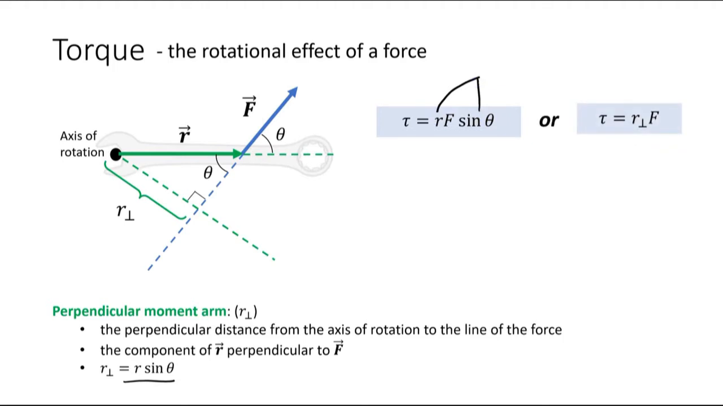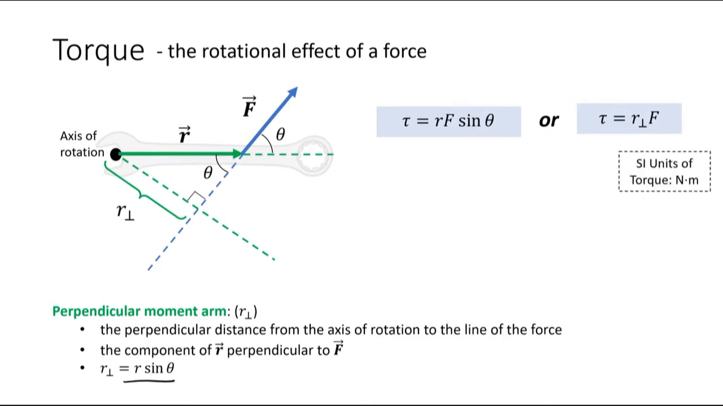So depending on the problem, sometimes it's easier to think about finding R perp, that perpendicular distance from the axis of rotation to the force. And sometimes it's going to be easier to just use RF sine theta. So it will depend on what you're given, and we're going to practice both methods. So you'll get to play around with it. Really, you can pick and choose whichever method is more natural to you, that's totally fine.